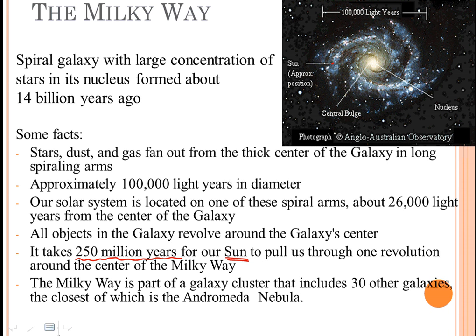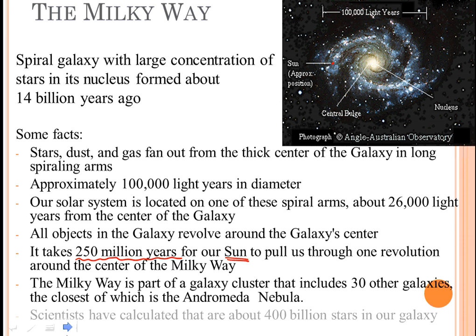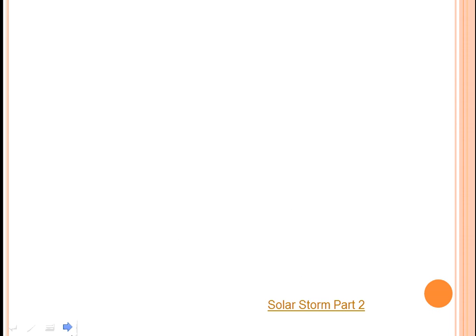Our galaxy is actually just a part of a galaxy cluster that includes 30 other galaxies. Scientists have calculated there are about 400 billion stars just in our galaxy alone. So remember, the sun is just one of them, a little tiny itsy bitsy one, and you can't even imagine how many there are that exist.